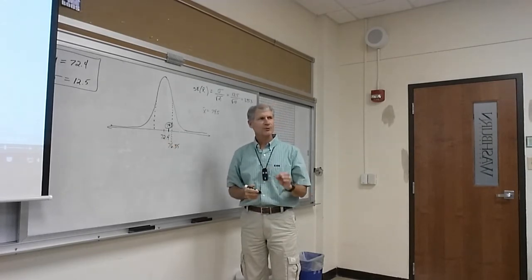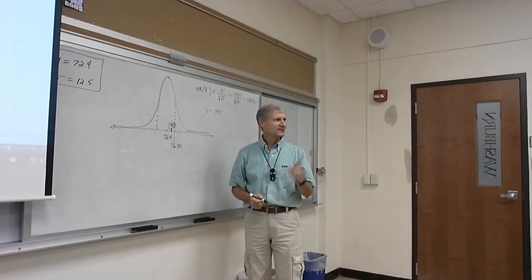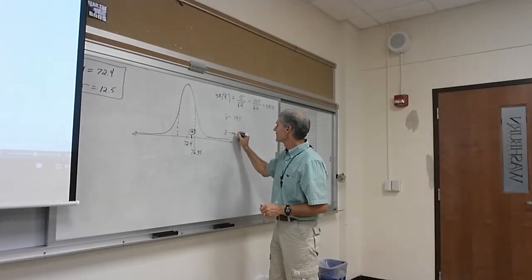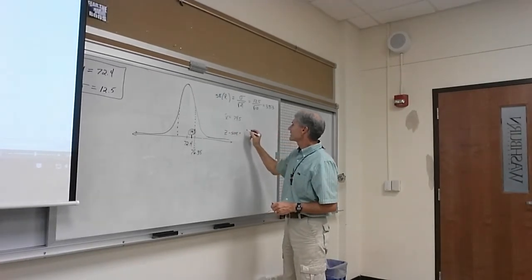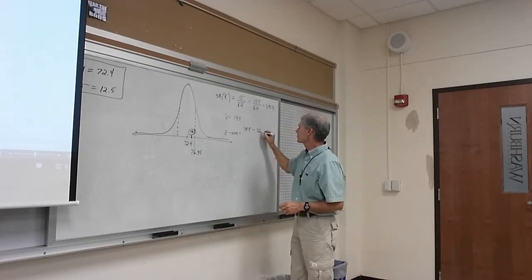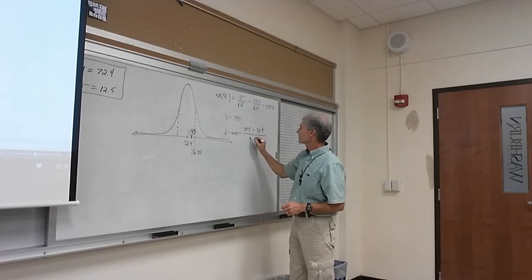What is it that we compute that gives us number of standard errors? Z-score. So the Z-score is 74.5 minus 72.4 divided by the standard error, which is 3.953.